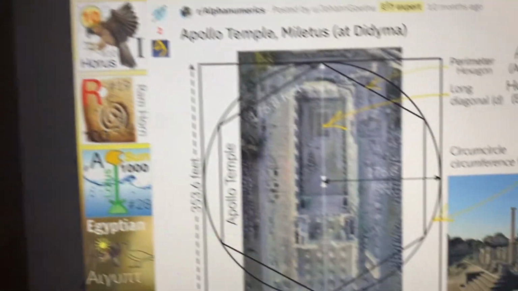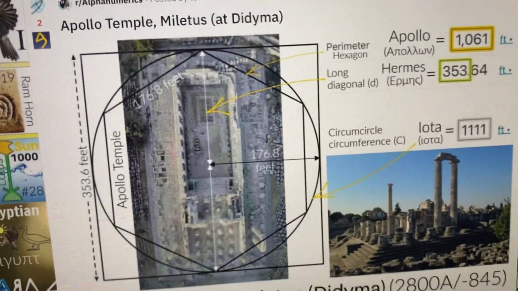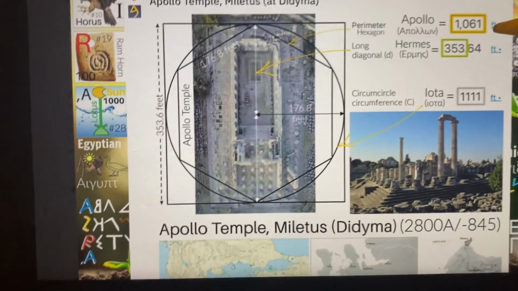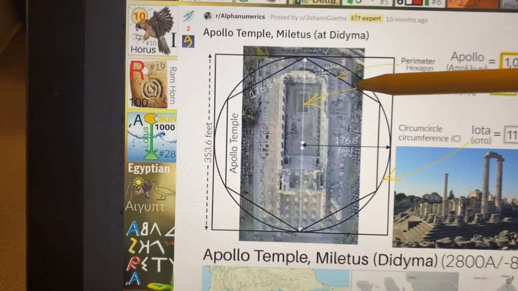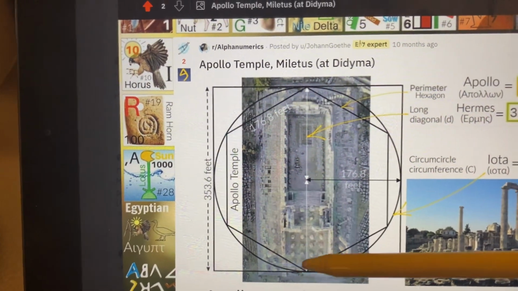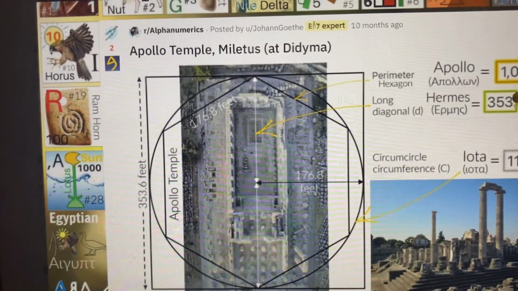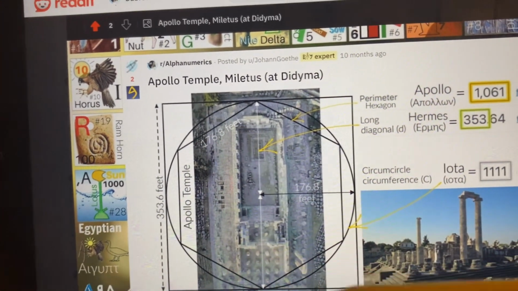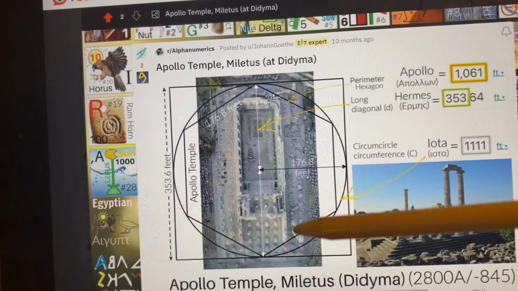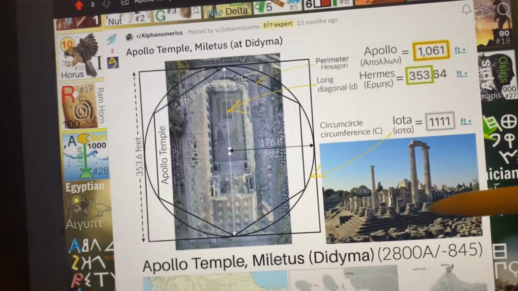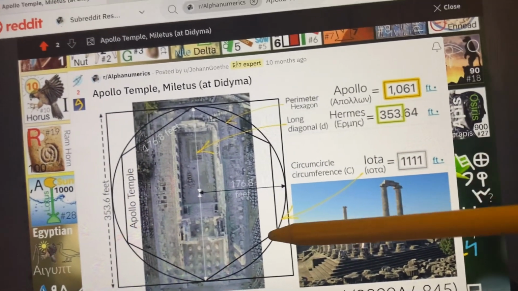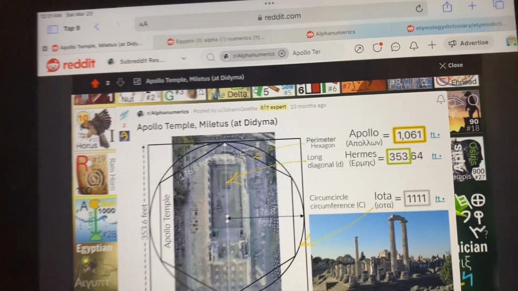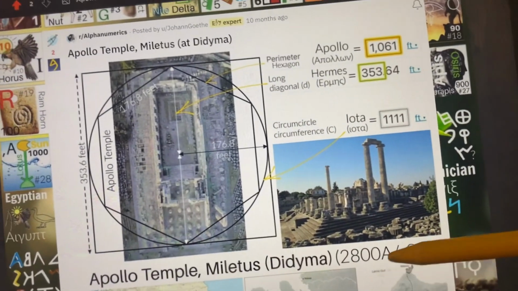And this is shown from the sky view here. We see the names Apollo as the hexagon perimeter, and then Hermes as the long diagonal or length of the temple, and then also Iota as the perimeter. So all this was built in stone in the year 20 to 100 A.